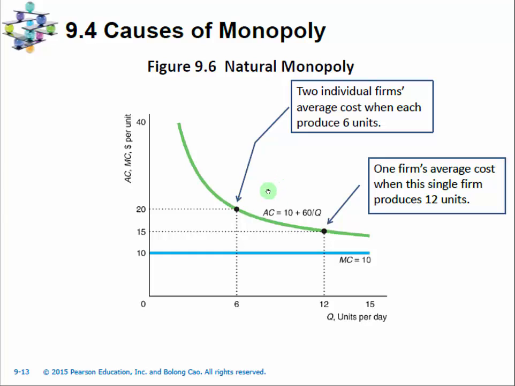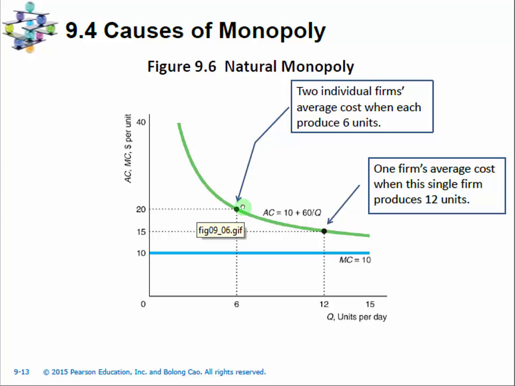Finally, let's look at the concept of natural monopoly. Here, for a firm to establish operation in the market, each firm has to pay a fixed cost of 60. And this fixed cost can be spread over the output quantity. So in the average cost, it's this 60 divided by the output quantity Q. And the marginal cost is constant at $10. What it means is basically that the average variable cost is also this flat marginal cost curve.